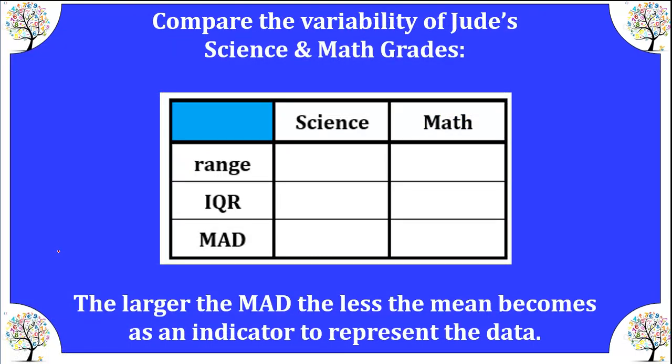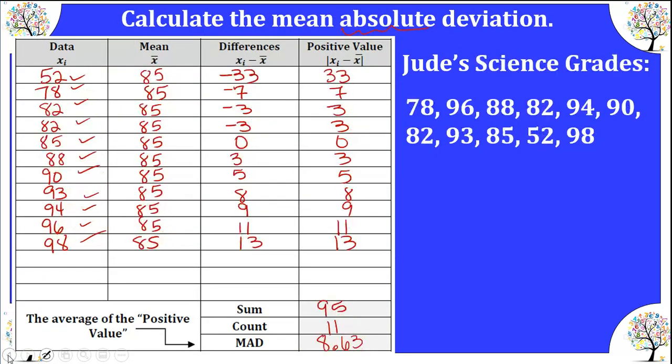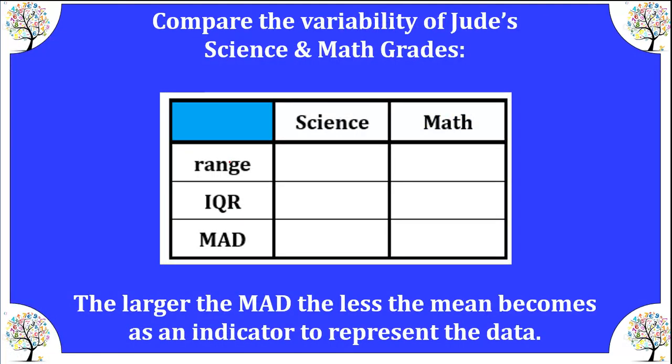Just remember that the larger the MAD, the less useful the mean becomes as an indicator. As we just compared, the MAD for his math grades is much smaller than the MAD for his science grades. Let's recall that these measures, range, IQR, and MAD, are all measures of variation, how spread apart the data is. If we have an outlier, we're going to use the IQR. If we do not have an outlier, we're going to use the MAD to describe the measure of variability. Just like you would use the median over the mean if you have an outlier. So, our measures of central tendency.